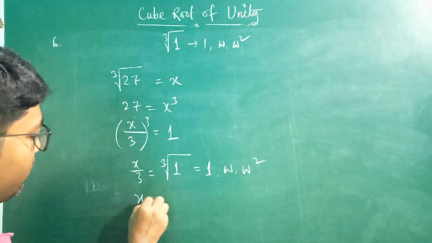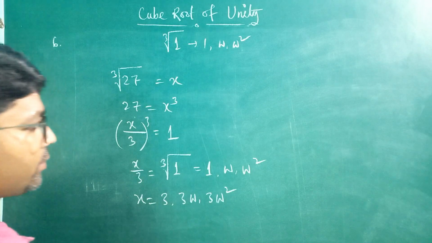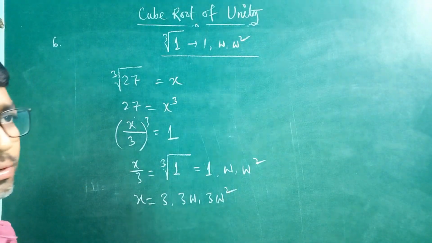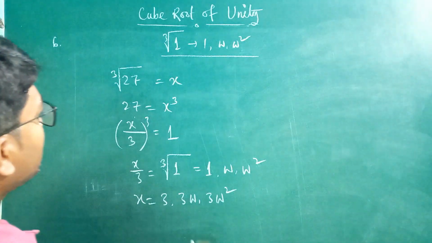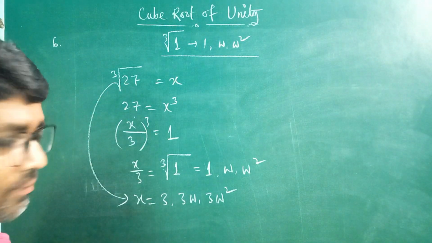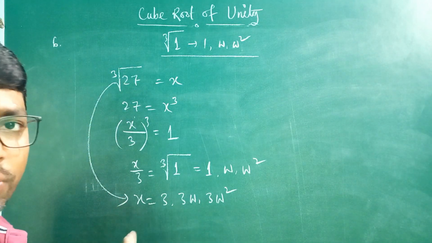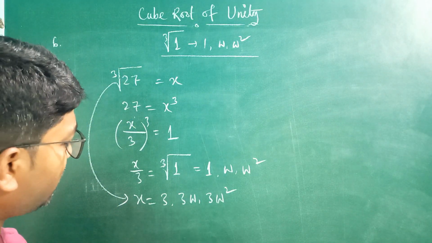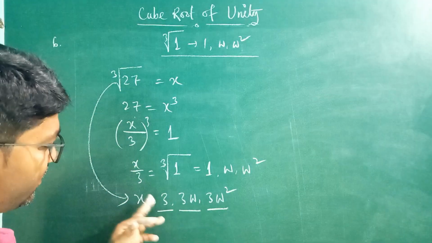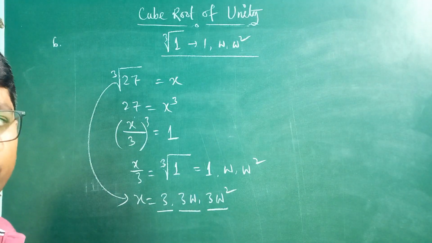So what is the value of x? x will be 3, 3 omega or 3 omega square. That is, as the cubic roots of 1 are 1, omega and omega square, the cube roots of any number will be its real value, that is 3. If you find the cube root of 27, the real cube root is 3. Then the other imaginary roots will be 3 omega and 3 omega square. Just multiply 3 by omega and omega square, then you will easily get the other 2 roots.